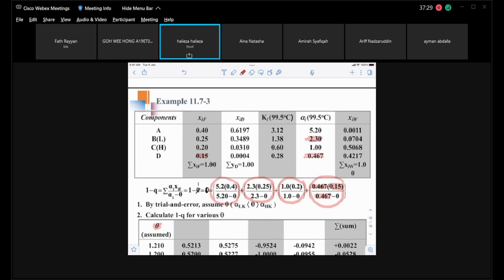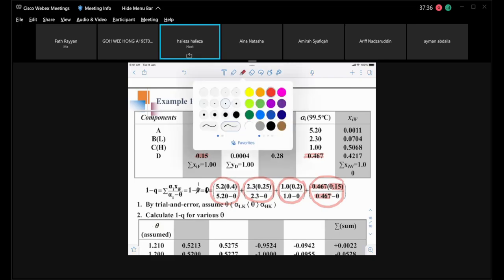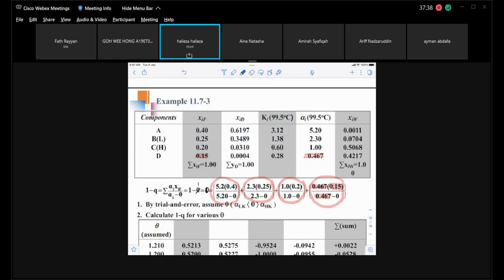Let me use a different color. You guys, please correct the typo mistake here. Please correct this part. Q should be equal to 1.